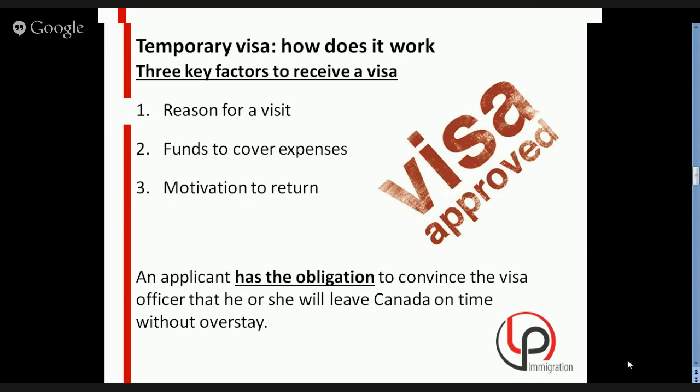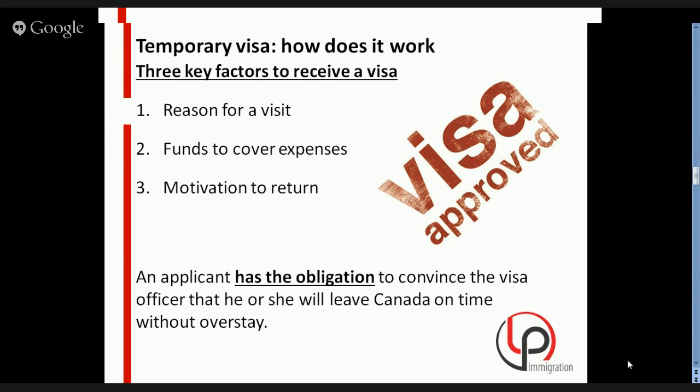And third, in fact the most important and tricky one, is the motivation to return. Since the very purpose of a TRV is to allow a person to visit Canada temporarily, it implies that an applicant must leave Canada soon after arrival. According to the Canadian immigration legislation, it is the responsibility of every applicant to convince the officer that he or she, an applicant I mean, will not stay beyond the authorized period.